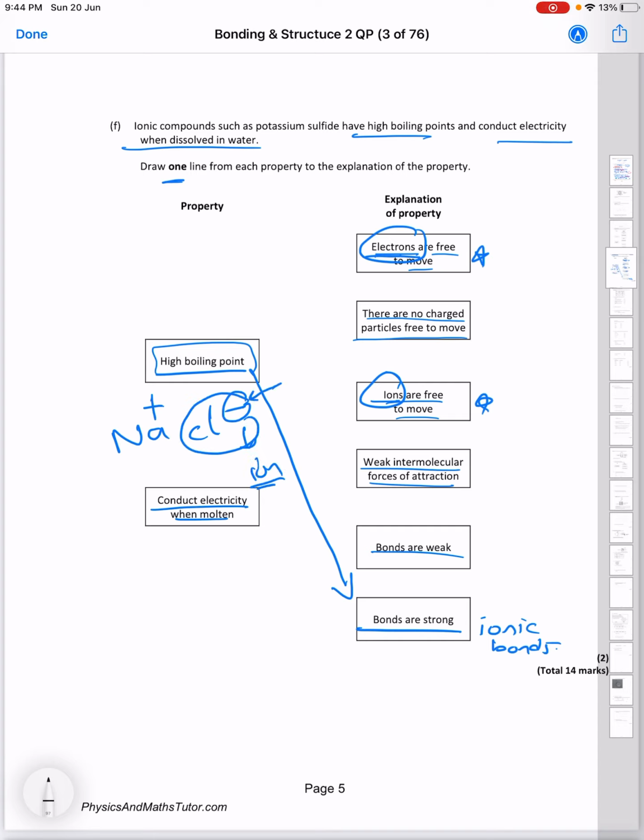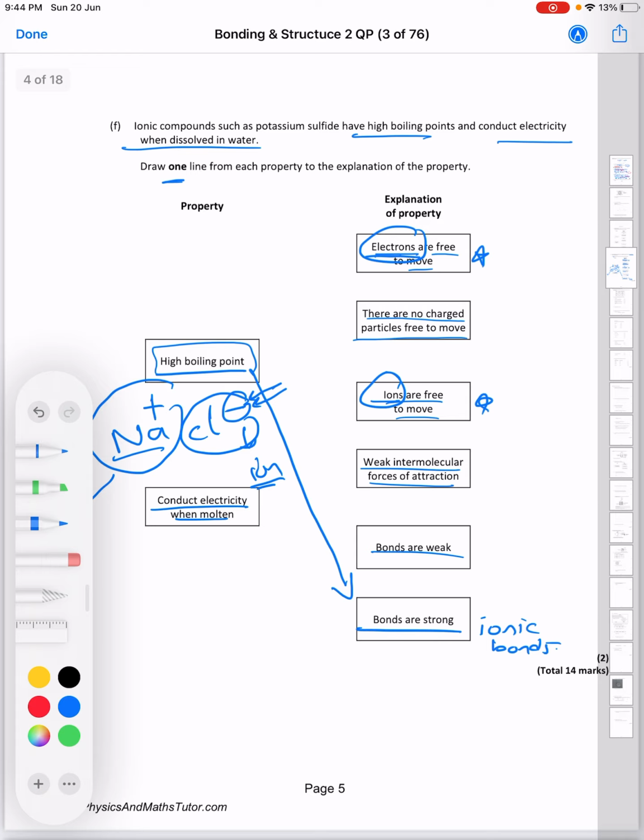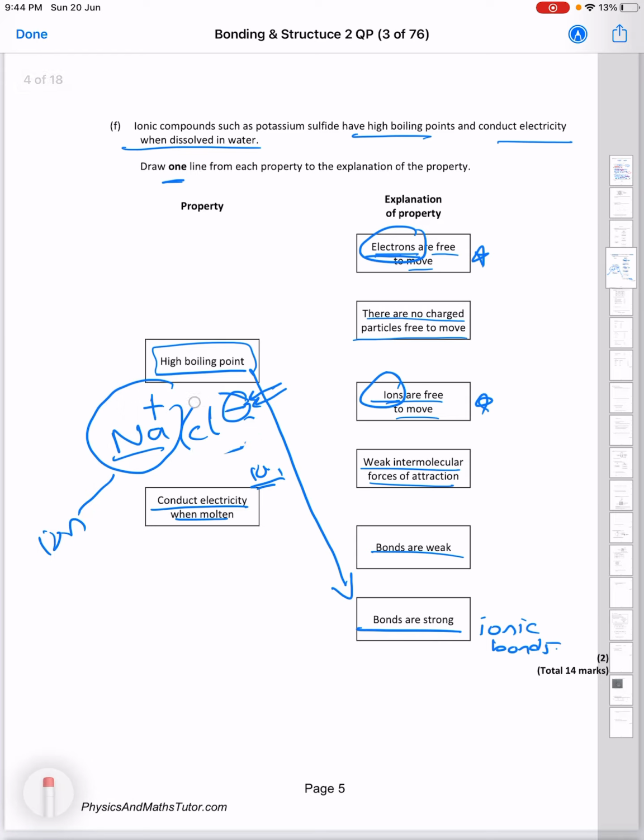And the negative charge that is showing on this chloride is really because there's an extra electron that has been taken from the sodium. But this is an ion, that's a positive ion, and this chloride is also a negative ion. These ions, when they are molten, are free to move. So this is the correct answer. The ions are free to move because simply when they're molten, they're separated from one another, as I explained earlier.